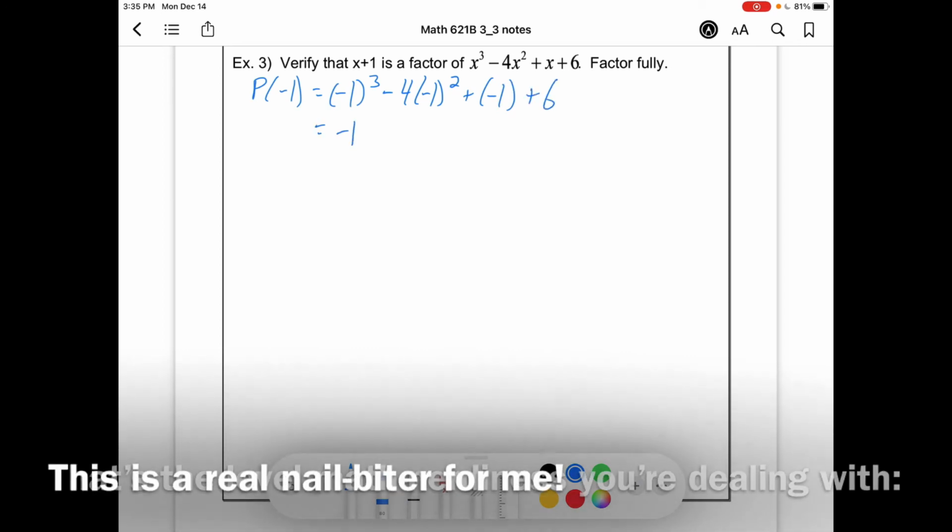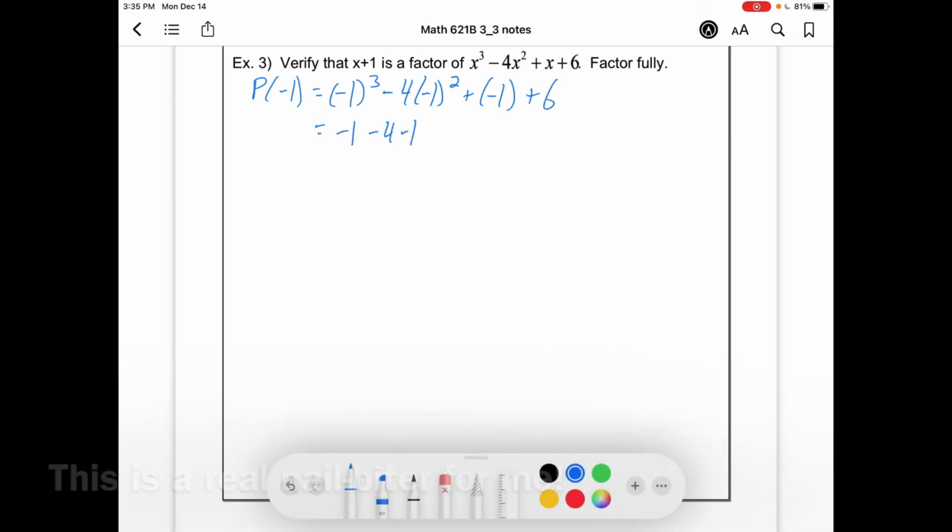So that's -1 minus 4 minus 1 plus 6. Oh my gosh, I'm going to write it with an exclamation point. x plus 1 is a factor. That's what we learned by getting this result of 0 over here. If it had been anything other than 0, x plus 1 would not be a factor, and we'd keep on having to hunt for factors.